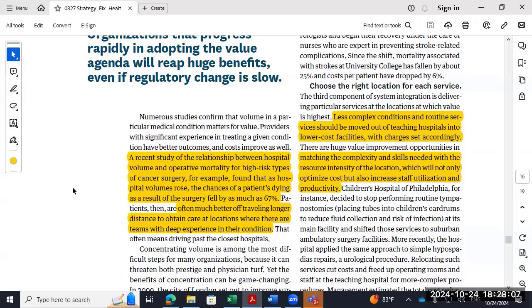A recent study of the relationship between hospital volume and operative mortality for high-risk types of cancer surgery found that as hospital volumes rose, the chances of a patient dying fell as much as 67%. You definitely want to get that in this section. That's the reason he wants to move these special care units, because of the high volume. You're often far better off traveling longer distance to obtain care at locations where there are teams with deep experience in their conditions.